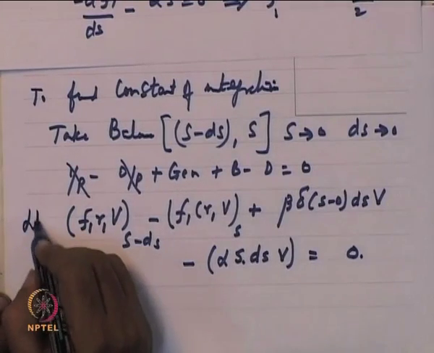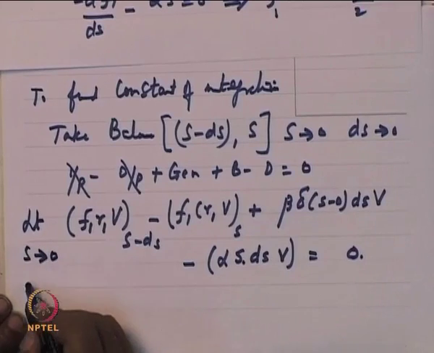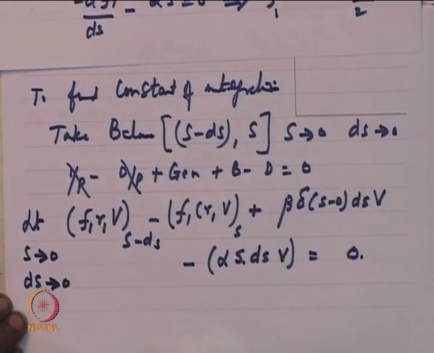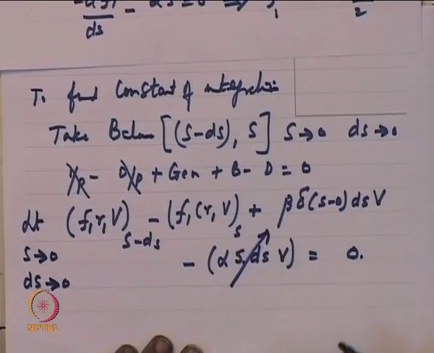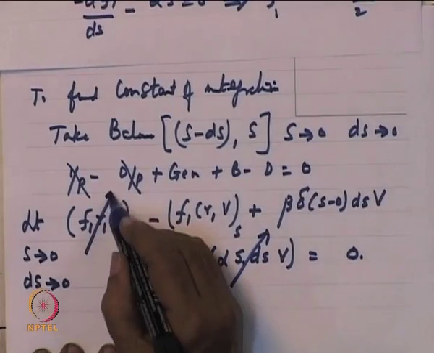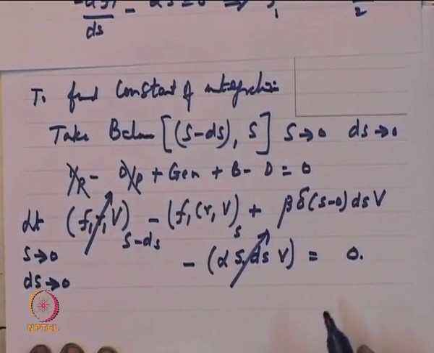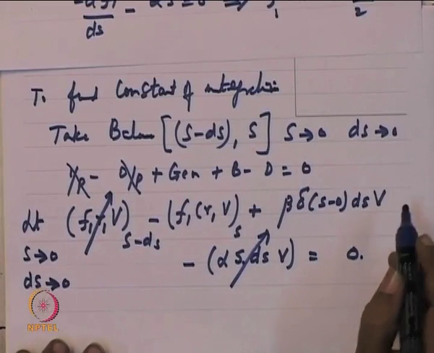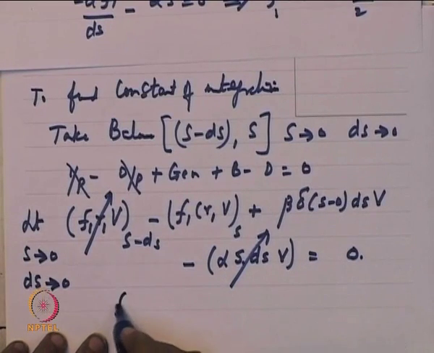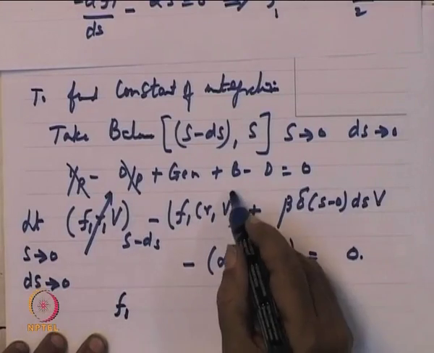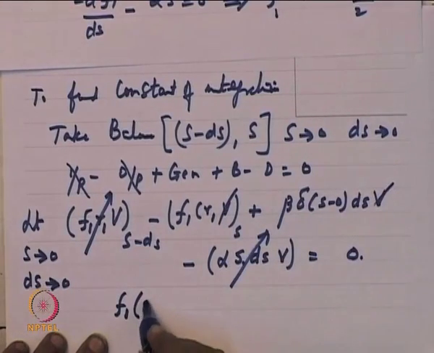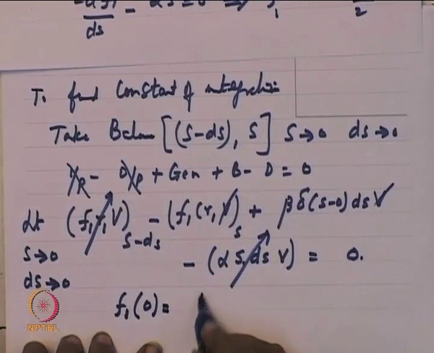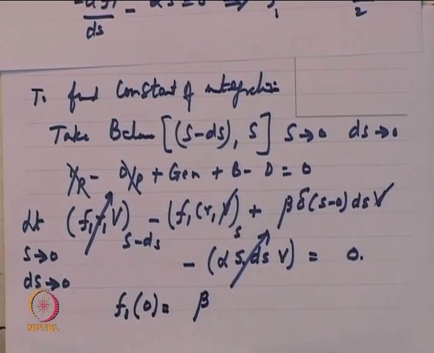Now, we have to take the limit as S tends to 0, dS tends to 0. This goes away, there is no element that belongs to less than 0, so it goes away, and then beta delta S dS, this whole thing becomes... Therefore, from here we get F1, R1 is 1, V cancels off, you can see here F1 at 0 equal to beta. Is that clear what we are saying? See how beautifully the material balance has come together.